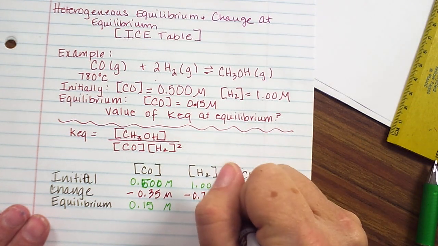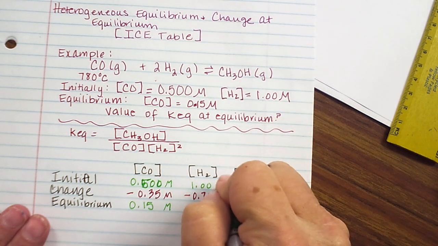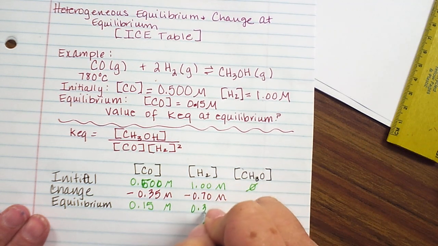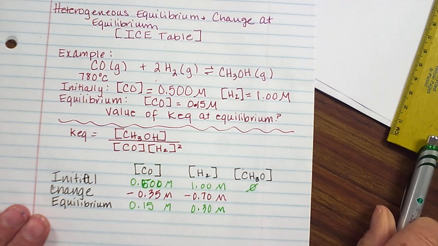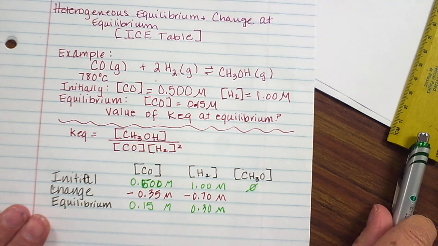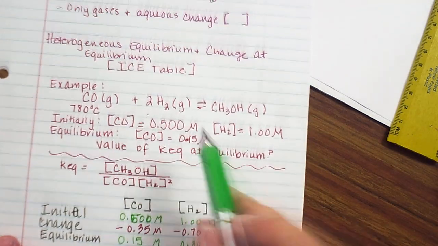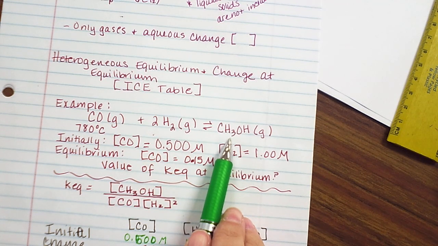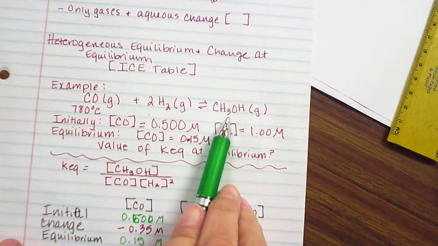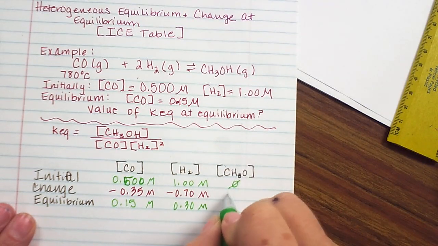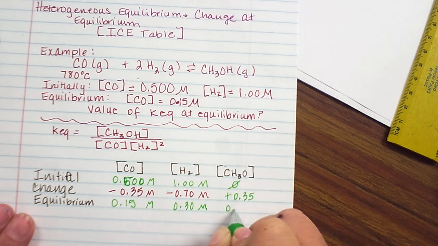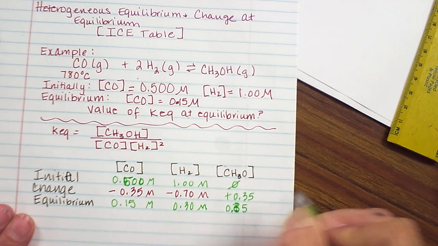Twice as much. Which means that the amount of hydrogen left is 0.30. Now, what I also know is that for every 1 mole of carbon monoxide going over, 1 mole is produced. So I also know that plus 0.35 is produced.